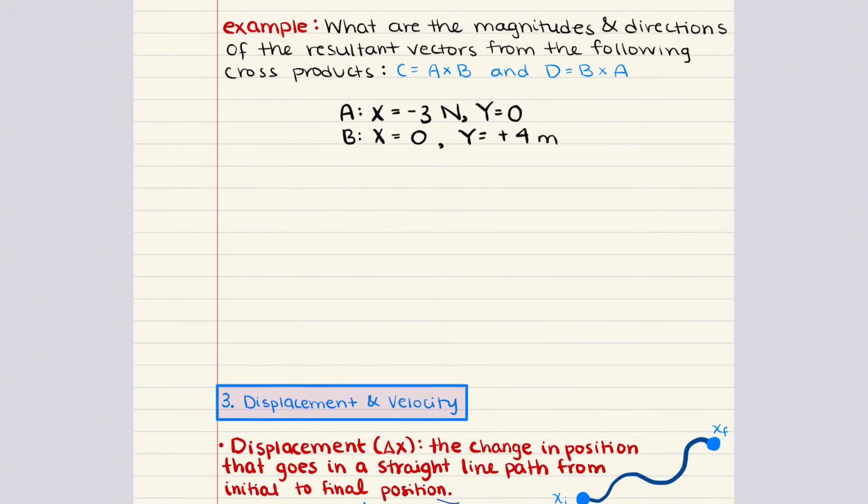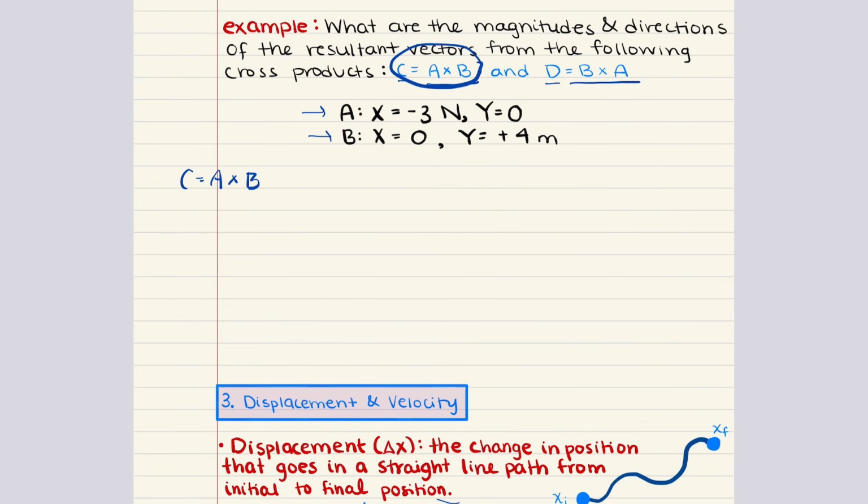This problem asks, what are the magnitudes and directions of the resultant vectors from the following cross products? So we're trying to figure out vector C, which is the cross product of A and B, and vector D, which is the cross product of vector B and A. And we're given information about the X and Y components for vectors A and B. So let's go ahead and do this first cross product. C is equal to A cross B.